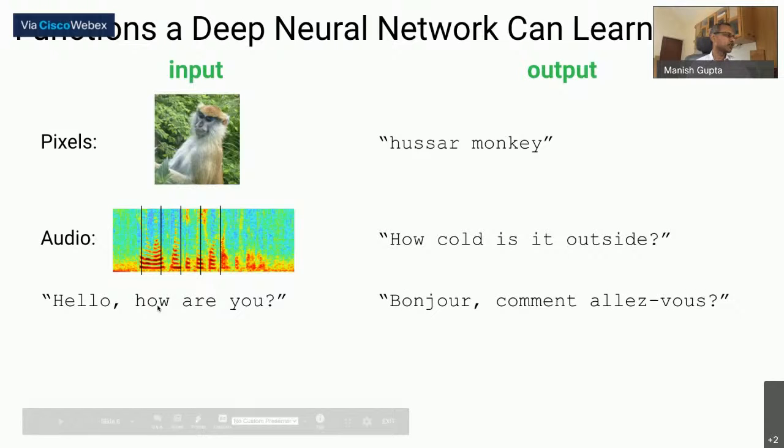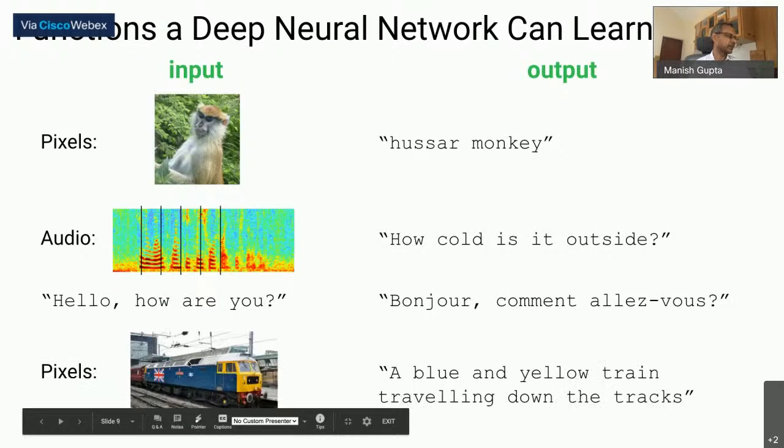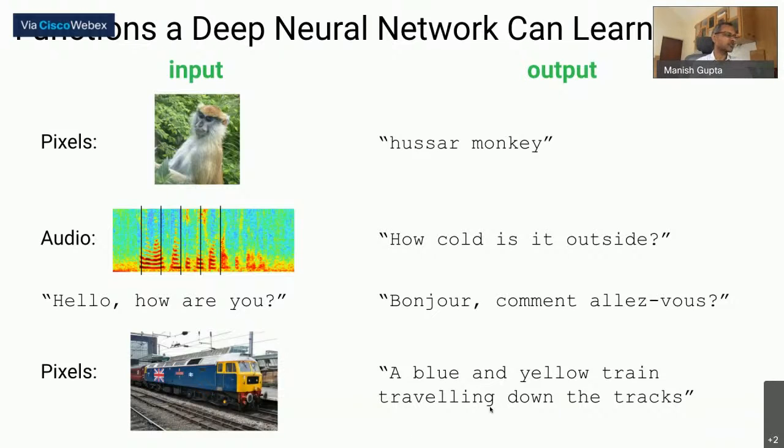Another example, you could give input in a language, let's say English, and the output function could be the sentence in a different language. Here, this is French. So this is the problem of language translation, which is again being done by these deep learning systems. And finally, a more complex version of the image classification problem that I talked about, you could feed this deep learning system an image of this particular photograph, and it could come out with the output, a blue and yellow train traveling down the tracks. So it is coming up with a caption describing this image, similar to how a human would have done it. So how is all of this getting done?